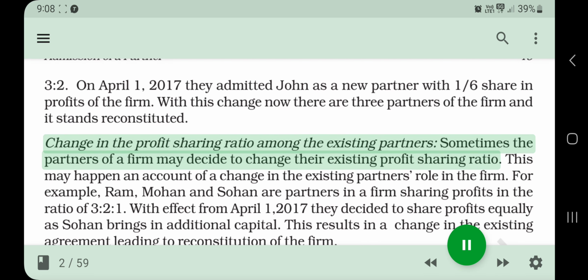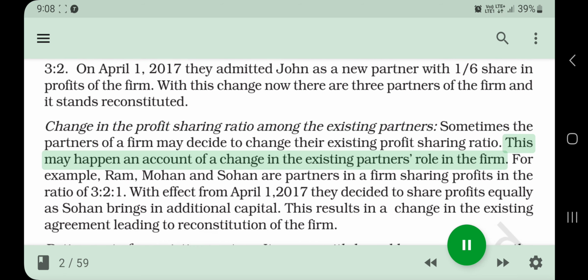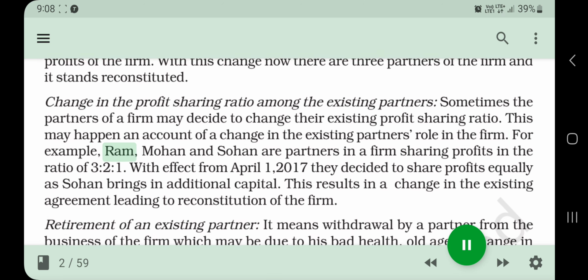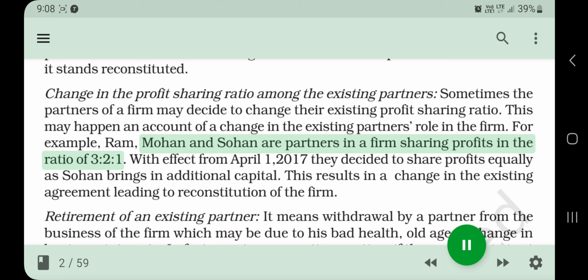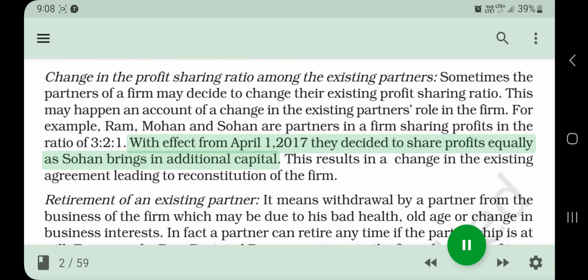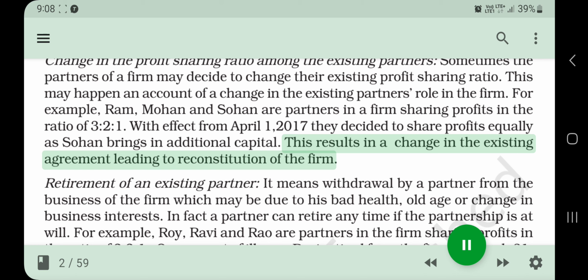Change in the profit-sharing ratio among the existing partners. Sometimes the partners of a firm may decide to change their existing profit-sharing ratio. This may happen on account of a change in the existing partner's role in the firm. For example, Ram, Mohan and Sohan are partners in a firm sharing profits in the ratio of 3:2:1. With effect from April 1, 2017, they decided to share profits equally as Sohan brings in additional capital. This results in a change in the existing agreement leading to reconstitution of the firm.